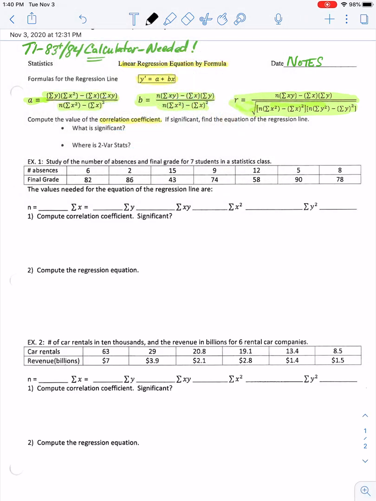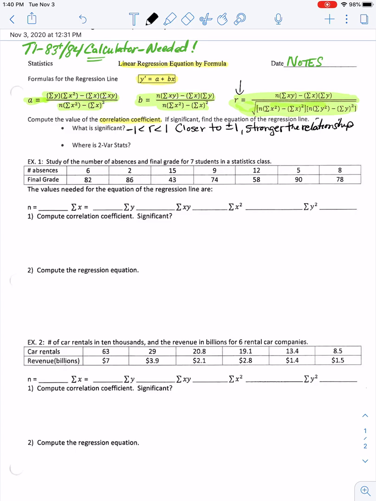Before I do that, there's a couple little questions at the top here. It says compute the value of the correlation coefficient. If significant, find the equation of the regression line. What is significant? When we talk about a correlation coefficient, that's your R equation. It's significant if -1 is less than R is less than 1. You might recall that the closer R is to plus or minus 1, the stronger the relationship.